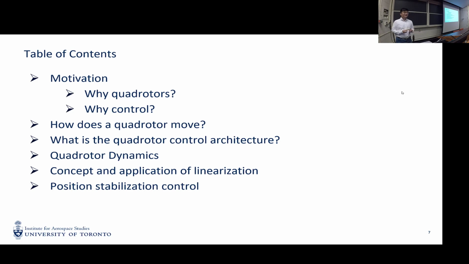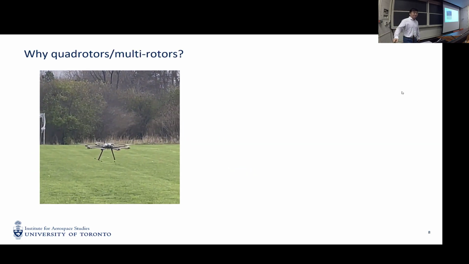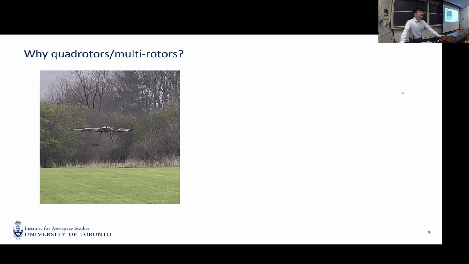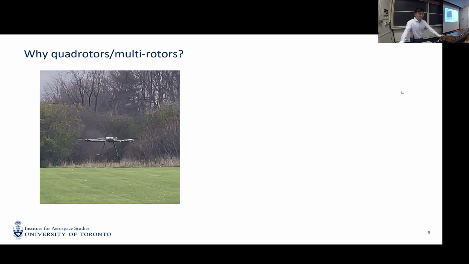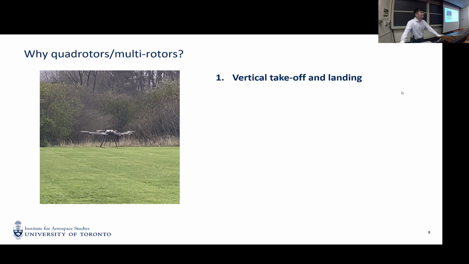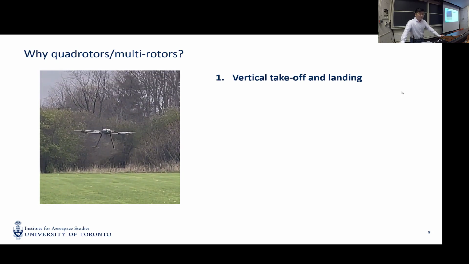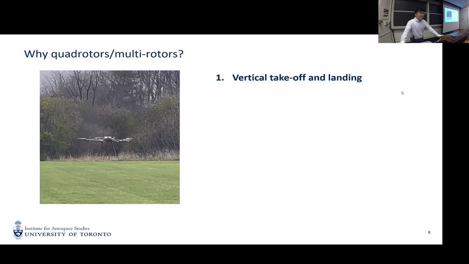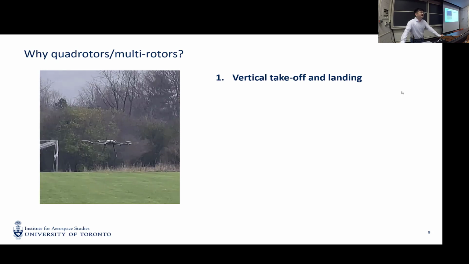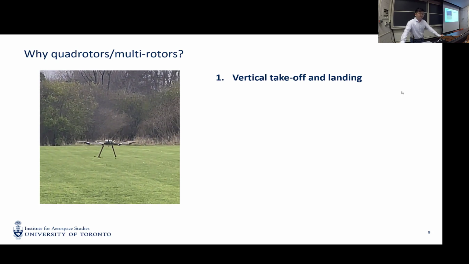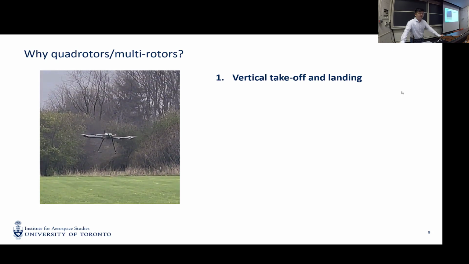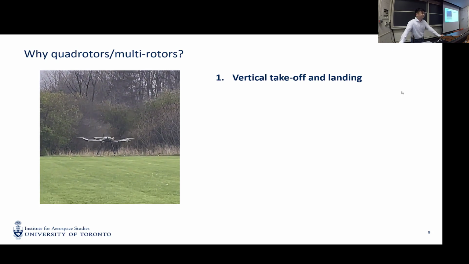We begin with the first section, the motivation. Why do we need to use quadrotors or multi-rotors? The reason is very simple, right? The main advantage of such vehicles is that they are able to take off and land vertically without any airfields. So it's very good for completing certain tasks.